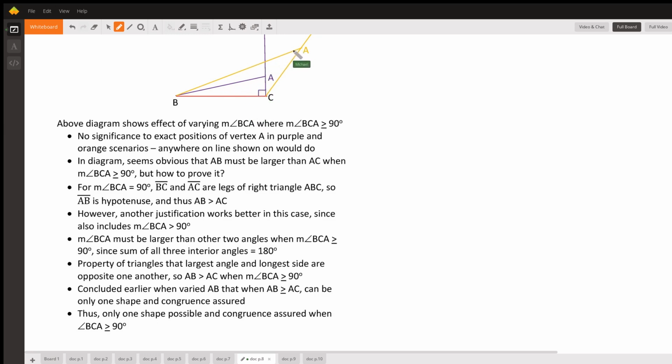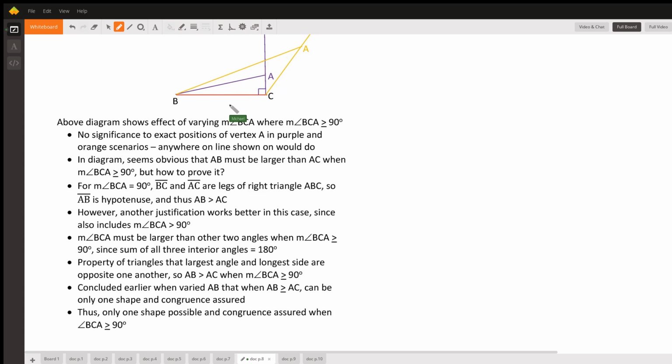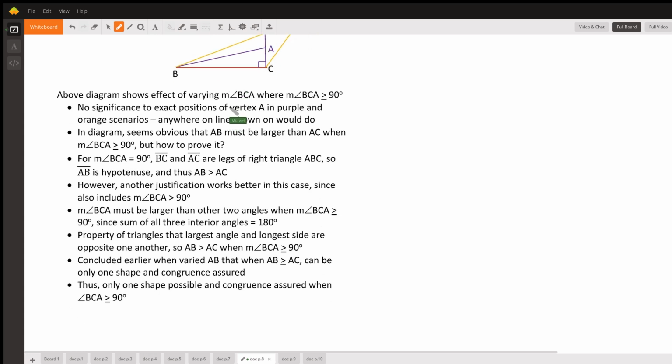So that proves that when this angle is greater than or equal to 90, the side opposite this angle is the longest side, and therefore this side is longer than that side, and we've already shown that that means there's only one possible triangle. So under those circumstances, this rule, with that additional requirement, works for establishing congruency.